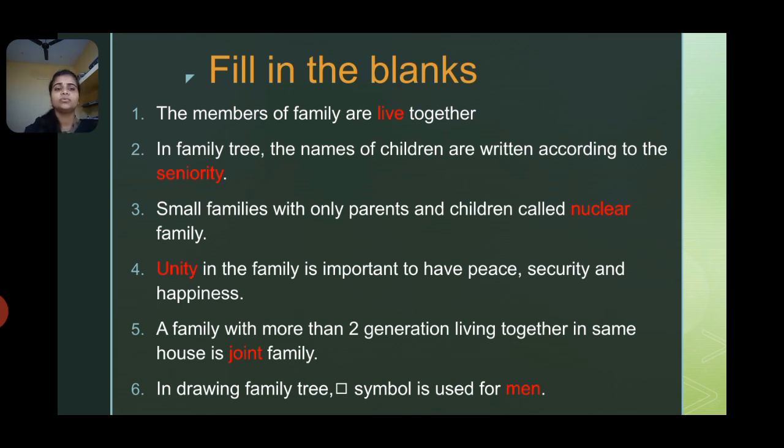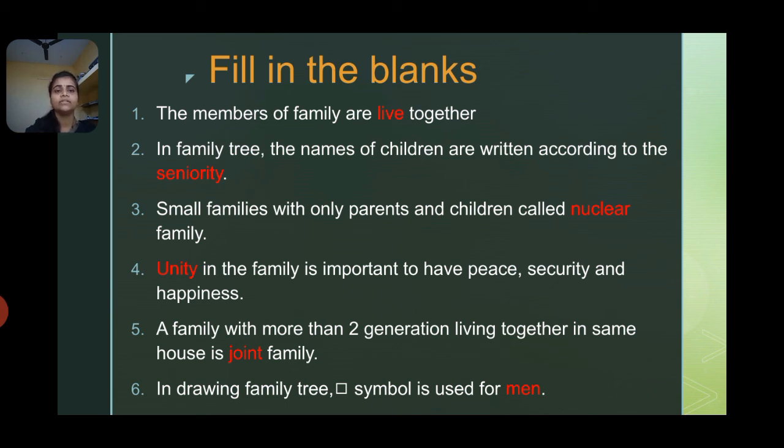Small families with only parents and children are called dash family. The small families with only parents and children are called nuclear family. Fourth, dash in the family is important to have peace, security and happiness. Unity in the family is important to have peace, security and happiness.